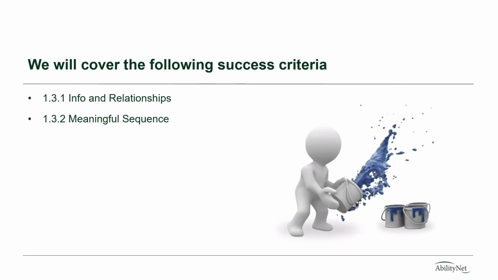We're going to be looking at the following WCAG2 success criteria. 1.3.1 focusing on information and relationships, and that essentially means that what you see as structure on the screen is conveyed programmatically to both browsers and users of assistive technology.